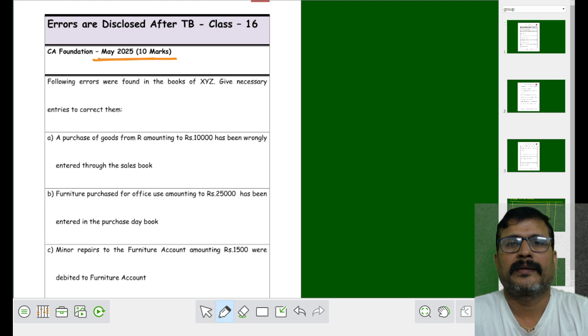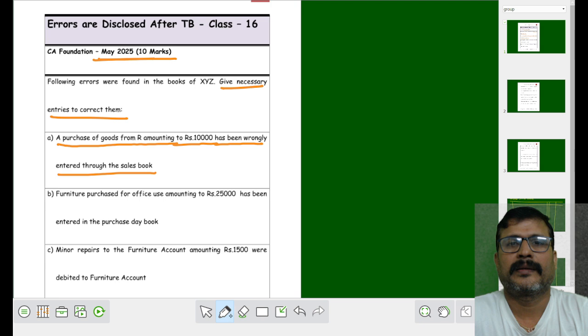The following errors were found in the books of XYZ. Give the necessary entries to correct them. You just have to pass the entries. Let me move on to the first point. A purchase of goods from R amounting to rupees 10,000 has been wrongly entered through the sales book. What happened here? You made a purchase, but recorded it wrongly in the sales book.